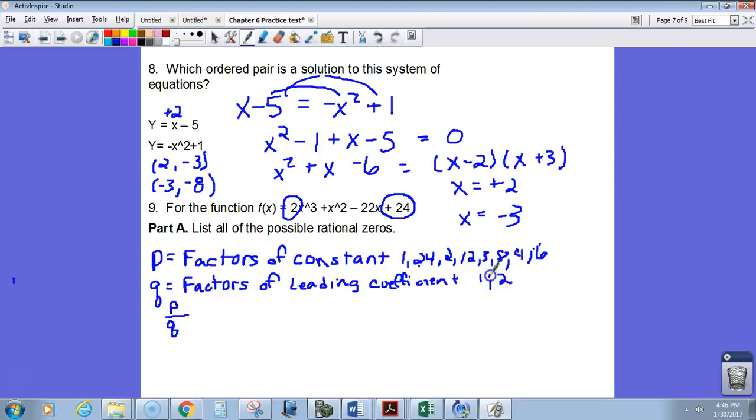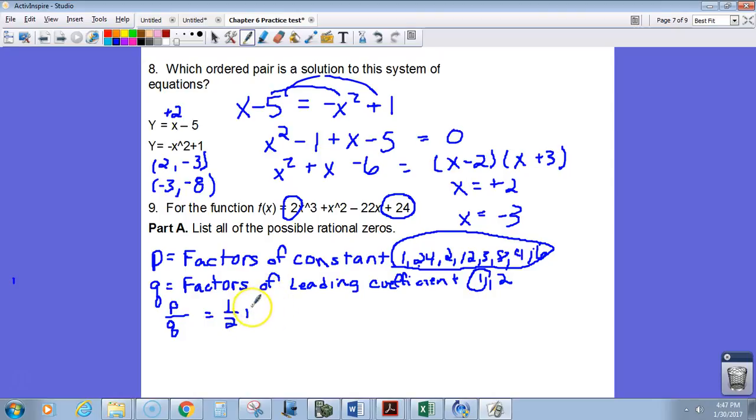So our first denominator is 1. Well, if we take all of these numbers and put a 1 on the denominator, all we do is we get all of those numbers back. So each of the factors here are possible rational zeros. Okay, then we do it again, but instead of having 1 on the denominator, we have 2. So if I took each one of those and put it over 2, my first one would be 1 over 2, which is just 1/2.